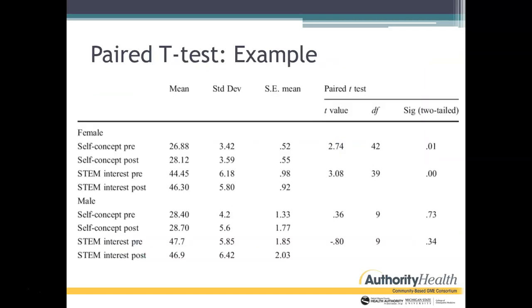All right, so here's an example of a paired t-test. You can see female and male. They looked at the self-concept. This was related to STEM education and whether or not they would see themselves going into a STEM career after a STEM intervention. So in the female group, you can see that there was a significant increase in the STEM interest and concept post-intervention for both groups. Male, however, you see there is no significant. Now remember, significant is a p-value less than 0.05. So that's one.